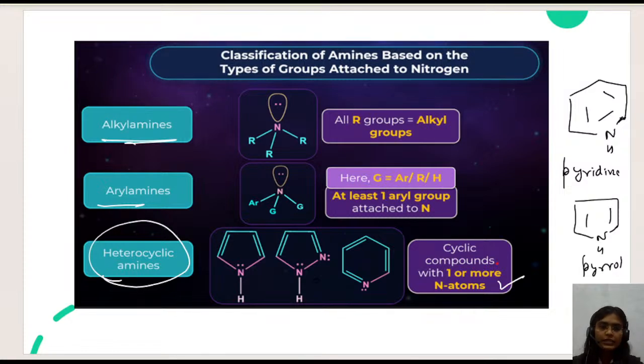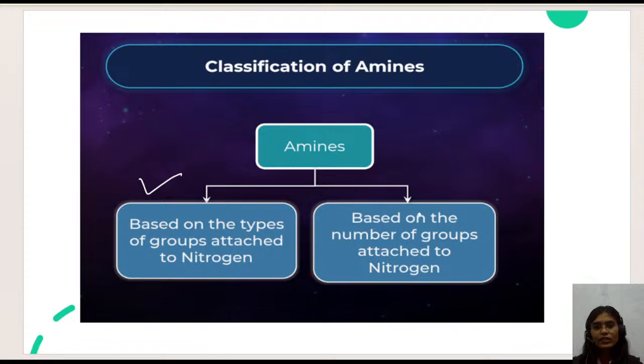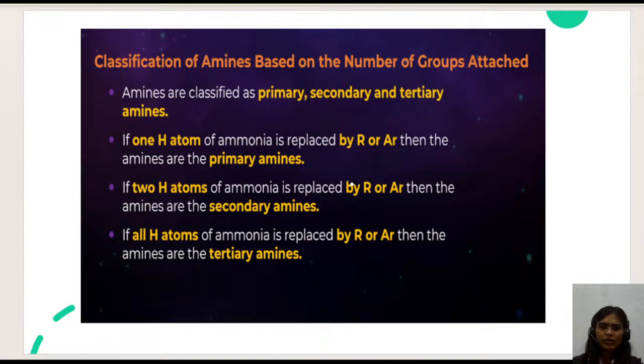Now let's see the next classification, classification number two, based on the number of groups attached to the nitrogen. Typically primary amine, secondary amine, and tertiary amine. So amines are classified into primary, secondary, and tertiary. If one hydrogen is replaced by R, it becomes primary. If two hydrogens are replaced, it becomes secondary.